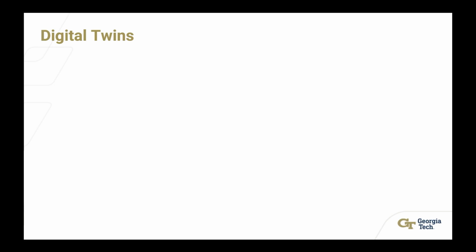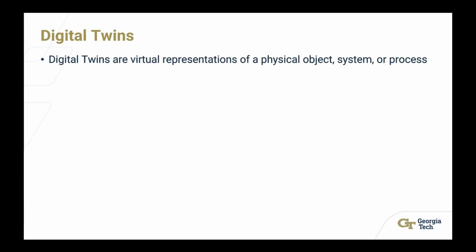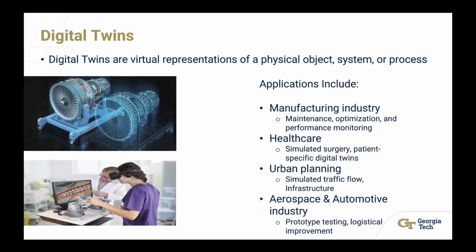All right, our next topic is digital twins. What is a digital twin? They are virtual representations of a physical object, system, or process. Some applications include the manufacturing industry, healthcare industry, urban planning, aerospace and automotive industries, and a lot of them involve prototyping and testing a virtual object.